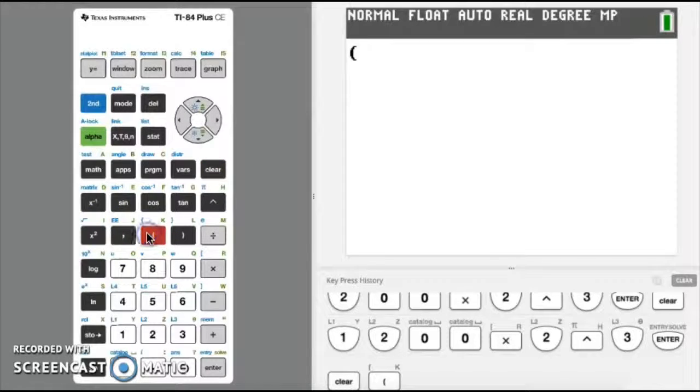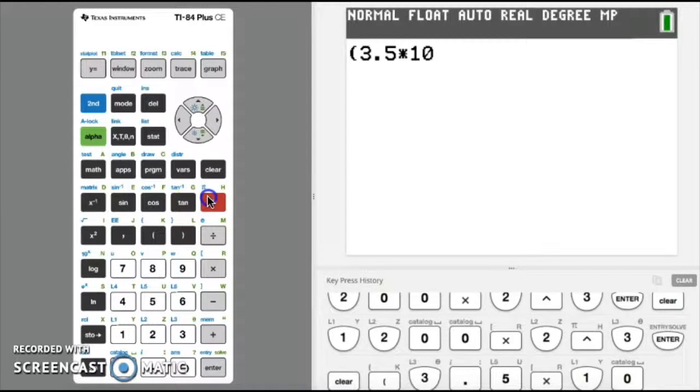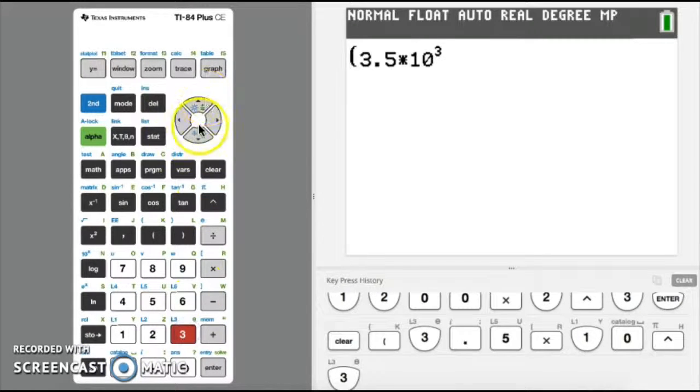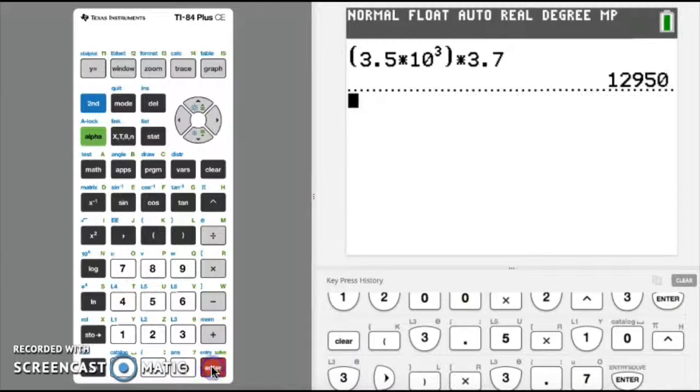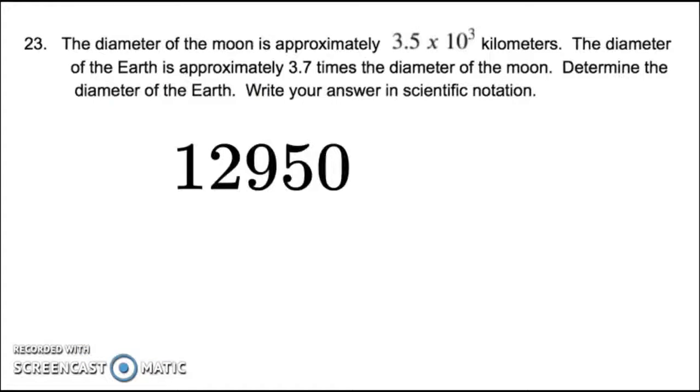So we have, in parentheses, 3.5 times 10 to the third power, go outside to close the parentheses, and that's going to be times 3.7. And it gives me this. But it wants our answer in scientific notation, so let's go back and put it there. So we have this, and we have to write that in scientific notation.